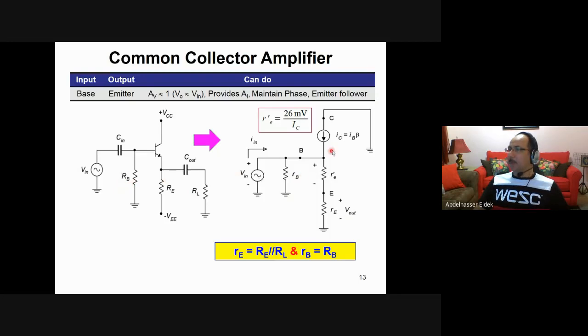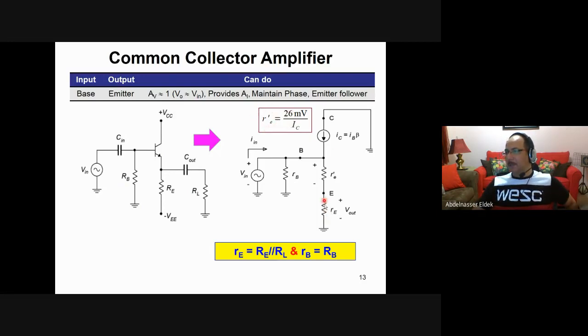What about re prime? We get it from here: 26 millivolts over IC. And how do you get IC? You get it from this loop again. So this VEE is equal to this current IB times RB plus 0.7 volt plus IE times RE. And you know that IB is IC divided by beta. So this is IC, and that is how you get re prime.